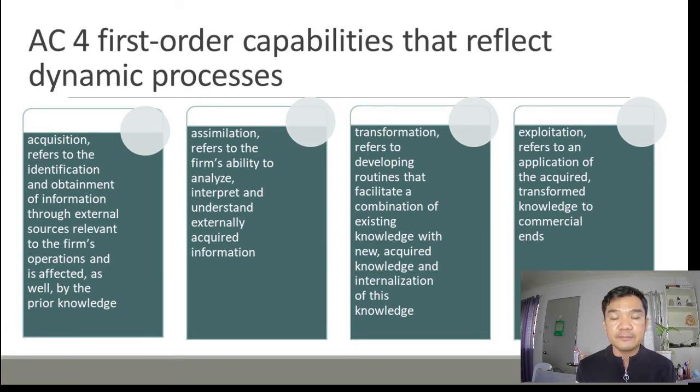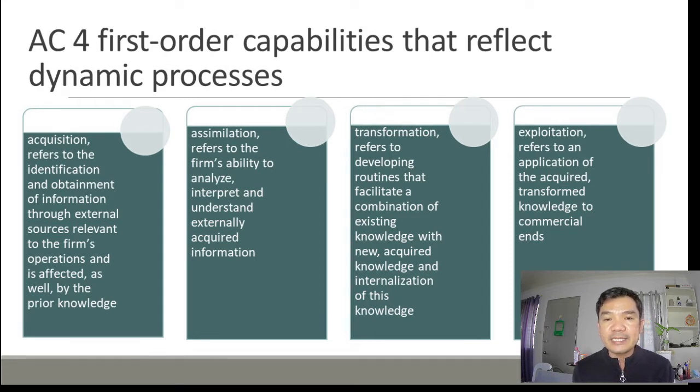The second is assimilation, which refers to the firm's ability to analyze, interpret, and understand externally acquired information. So we are looking here at the alignment of the information that you have acquired outside of the organization and the appropriateness of that information given your existing practices or your organization in general. So that's assimilation. The process of assimilation is just an analysis of existing practice of the organization and looking at outside information to see if it can help with your existing process.